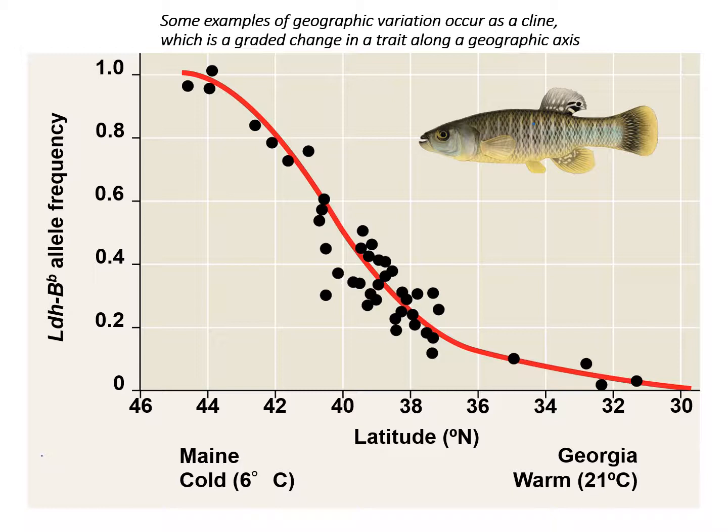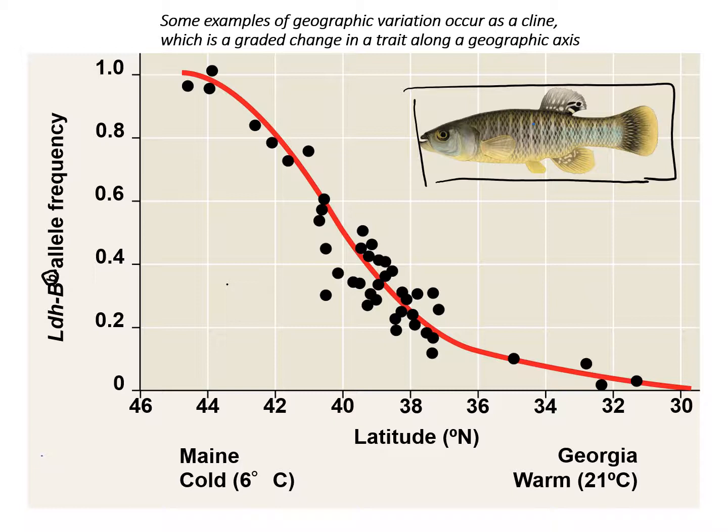And this is the B form, the superscript B form. There's also a superscript A form. So there's the B and the A form of the lactate dehydrogenase alleles. And the B form works very well at colder temperatures. So if we look at a population of killifish, this is the common killifish. Its genus name is Fundulus.